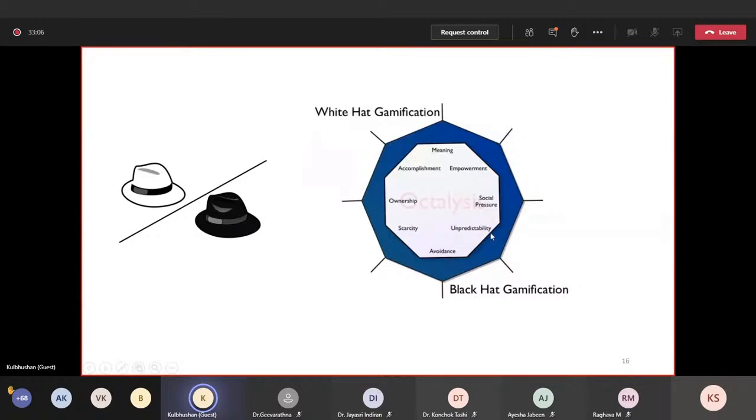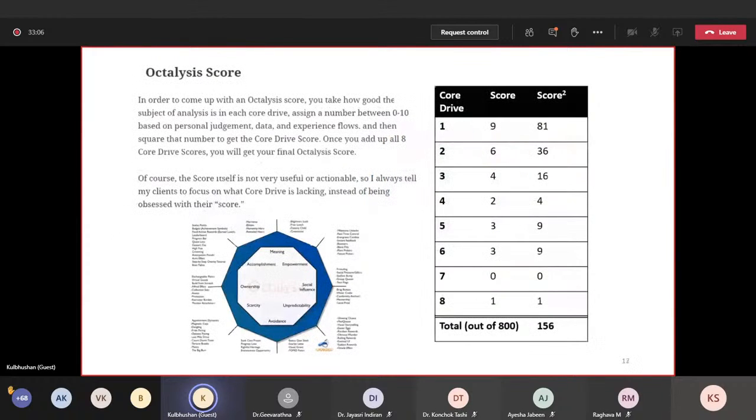How to calculate the Octalysis score? Each core drive is given a number from 0 to 10. 0 means that in that application, there is no game element which is appealing to that core drive. 10 means that core drive has a maximum influence on the people, and that is why the people are taking part in those activities. So you give a score to each and every core drive, and then you scale the numbers and add them all together. Because there are 8 core drives, the maximum value can be 800.